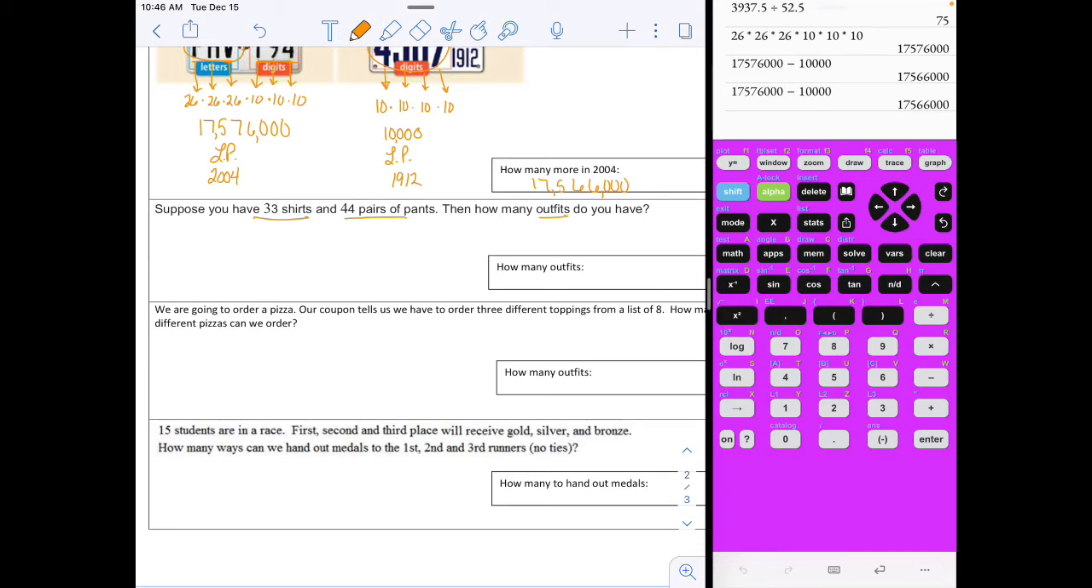So it's like a code to dressing yourself, right? So the first thing you need to do is put on a shirt. The second thing you need to do is put on a pair of pants. And 33 times 44 is 1,452.